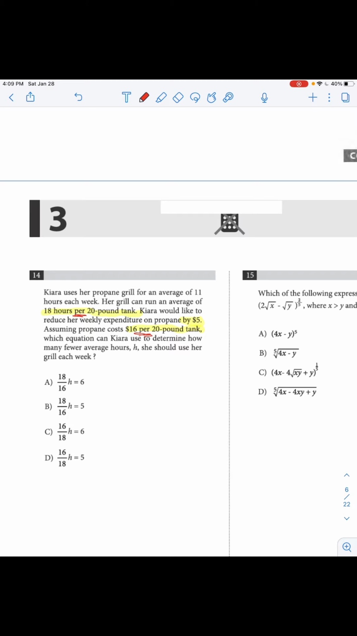So the first one is 18 hours per 20-pound tank. I can write that as 18 hours per 20 pounds. And another rate that I have is $16 per 20-pound tank. So I'm going to write it this way: 20 pounds is going to cost you $16.